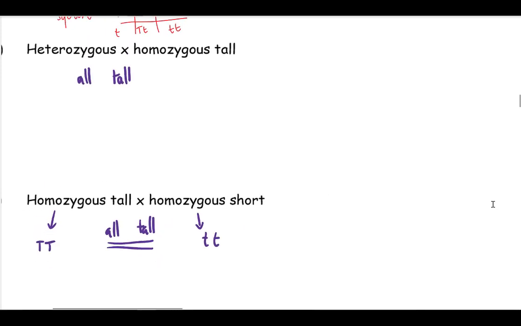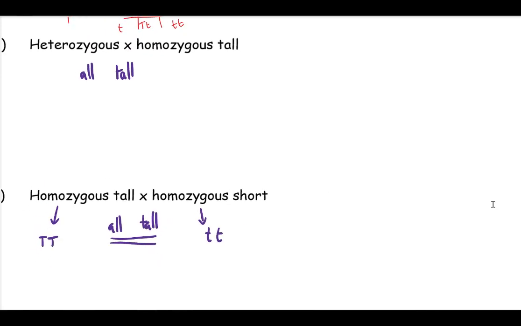Now just remember, even though the answers are the same for this one, you can have different genotypes if you're tall. So if a plant is tall, it can either be big T, big T, or big T, little t.